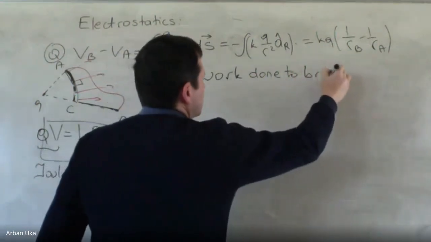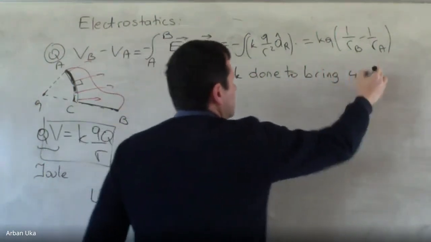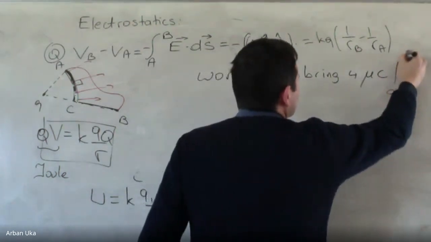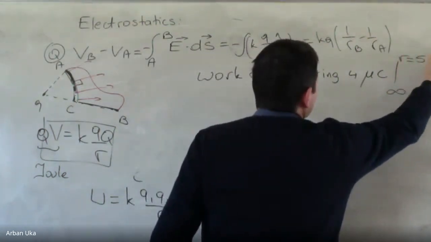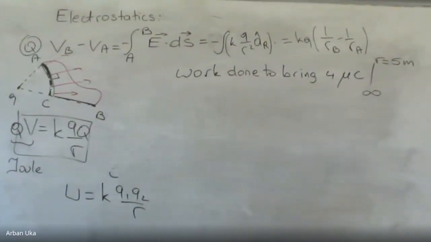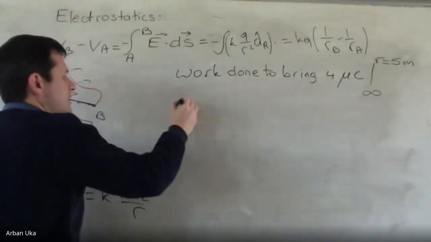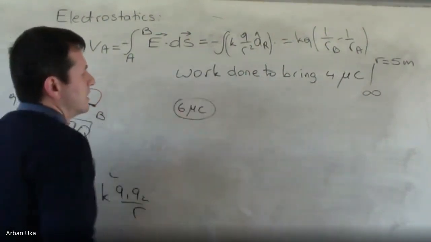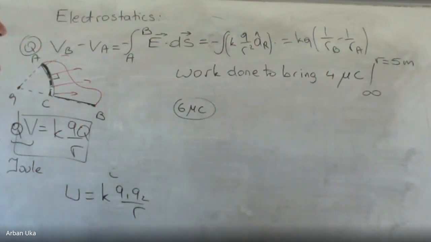We bring 4 microcoulombs from infinity to R equal to 5 meters. Okay, so that's a valid question. Let's say we have 6 microcoulombs sitting here, and we want to calculate the work done to bring 4 microcoulombs from infinity.